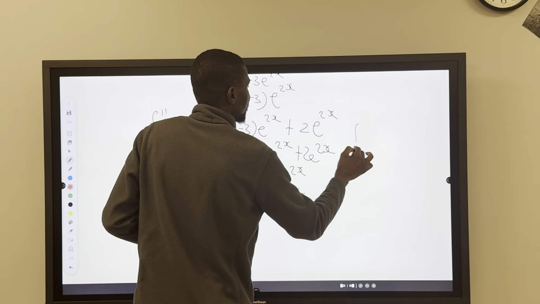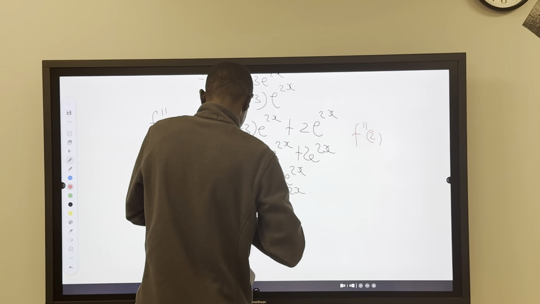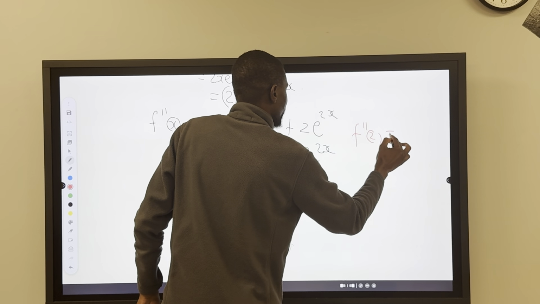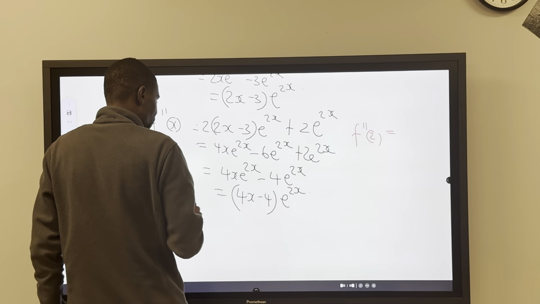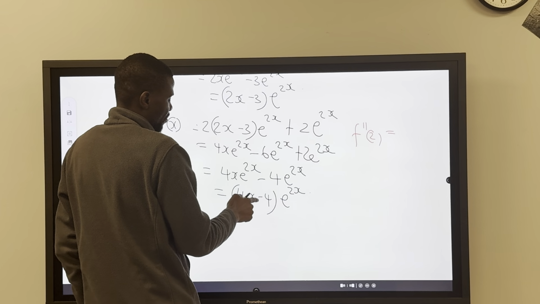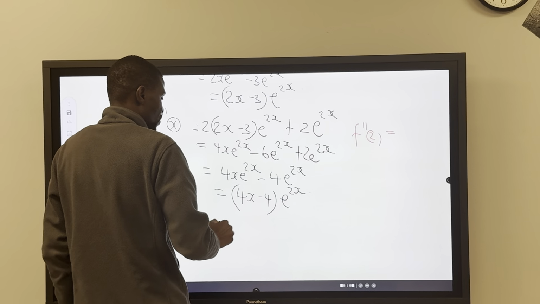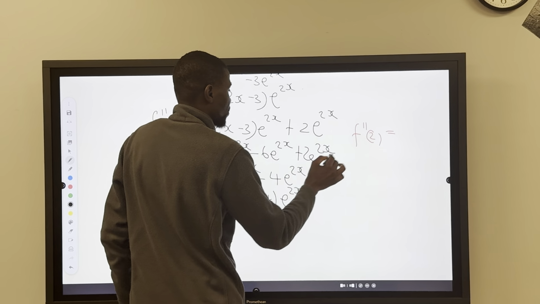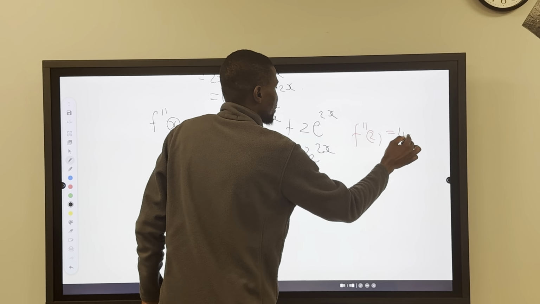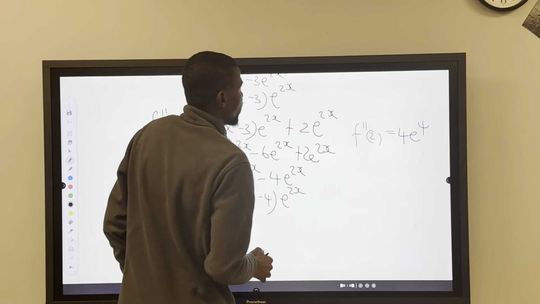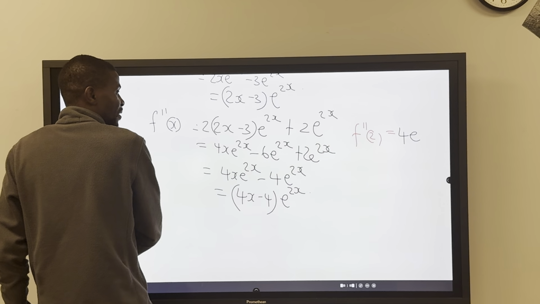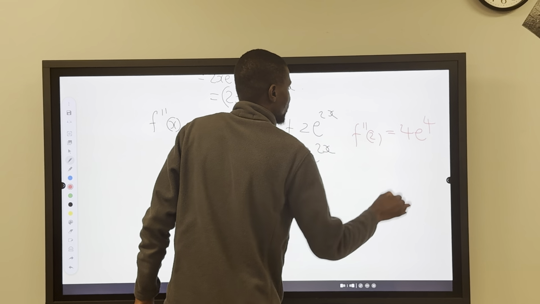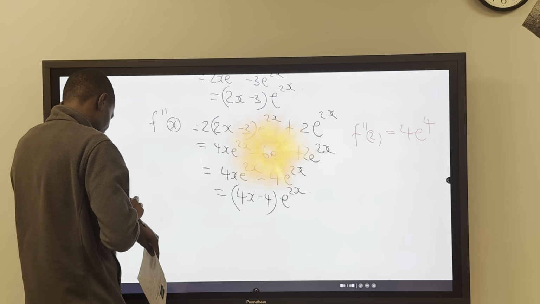Let me evaluate f prime prime at 2, which is equal to 4 times 2, that's 8, minus 4, that's 4, e to the 2x, right? So 4 times 2, that's 8 minus 4, that's 4, then e to the 4th power. So it's 4 e to the 4th power.